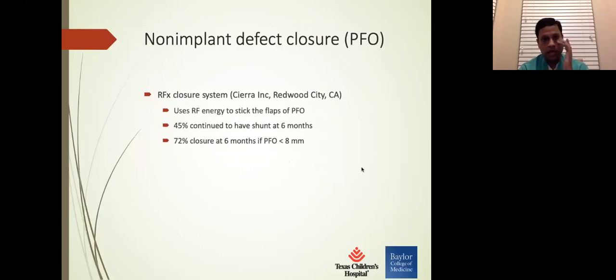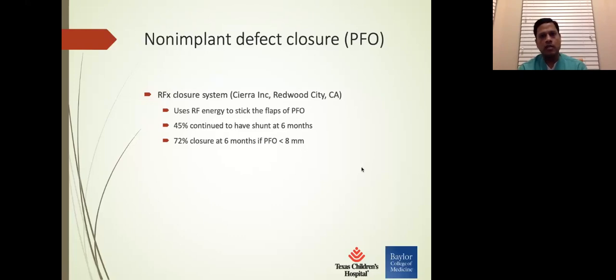There was an RFX closure system which uses RF energy to stick the flaps of the PFO. There was a trial in Germany. I think the results were not very good. About 45% of patients continue to have shunts after 6 months. But if the PFO was smaller, the closure rate was very high. But it is much less than a device closure. So this did not get much traction besides the trial.